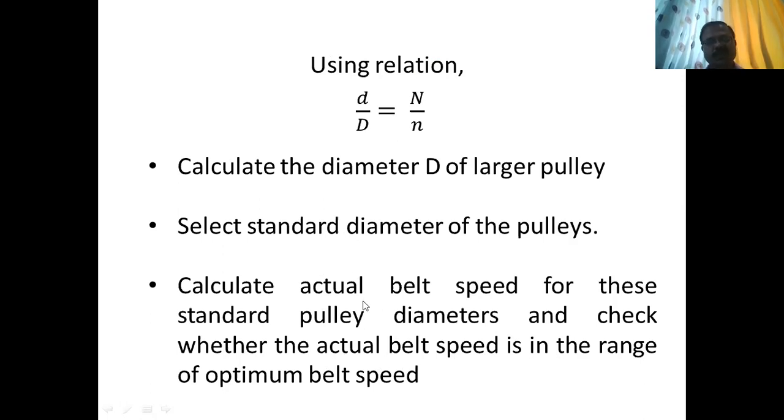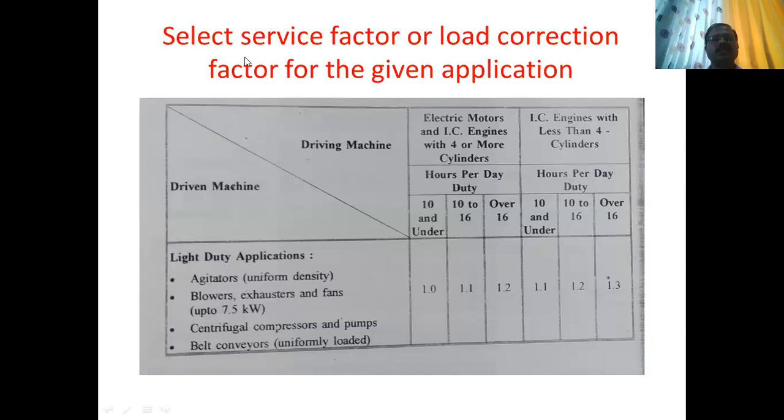Optimum belt speed is in the range of 18 meter per second to 25 meter per second, and we can select any value of belt speed from that range. Then the next stage is to select the service factor or load correction factor. The service factor or load correction factor depends on certain parameters. The first parameter is the type of driving machine. The driving machine can be an electric motor, an internal combustion engine with 4 or more cylinders, or an internal combustion engine with less than 4 cylinders.